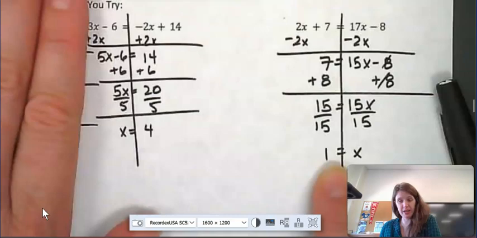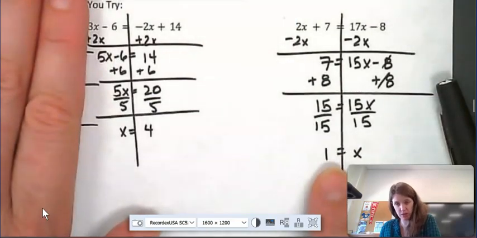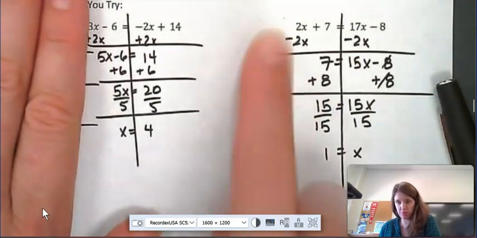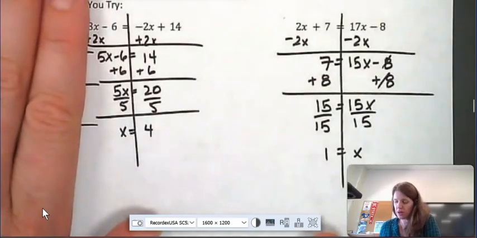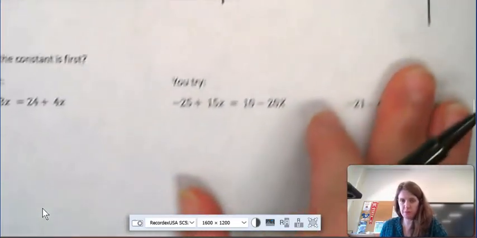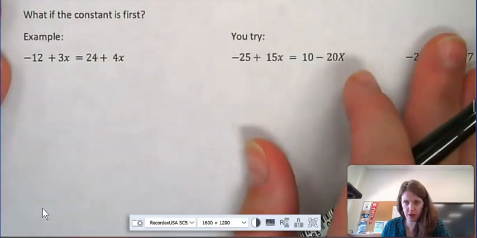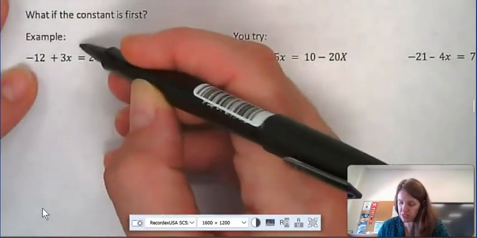Sometimes when students do that, they forget about the negative and they end up with a -1. So be careful. If you moved this way, you may have forgotten the negative. So those are your two answers there. What if I go in the look at some other examples that look just slightly different?